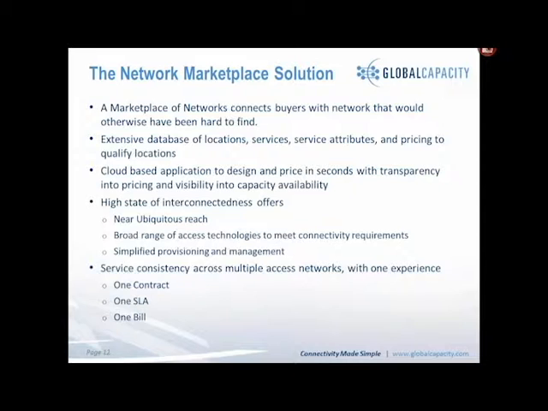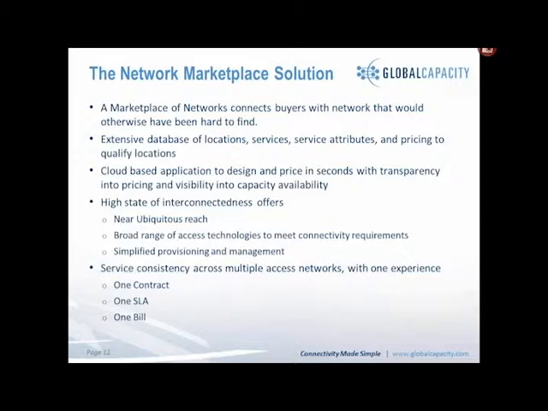So that marketplace is an extensive database of locations, service attributes, and pricing. It's a cloud-based application, so you can log in with a secure login, put in addresses, and start getting prices in seconds. So we get quick information, transparency into pricing, into capacity.